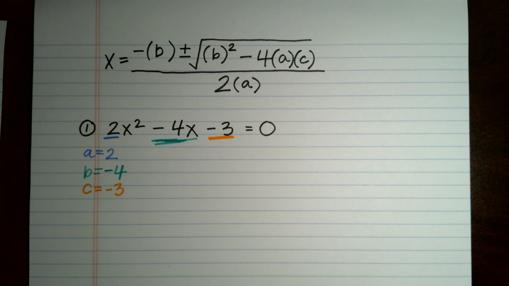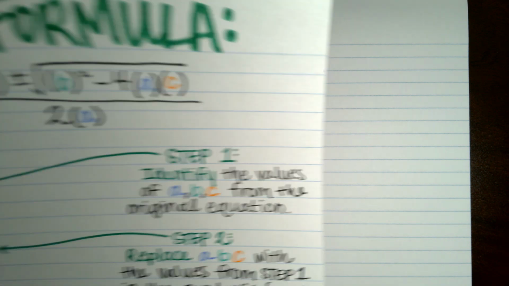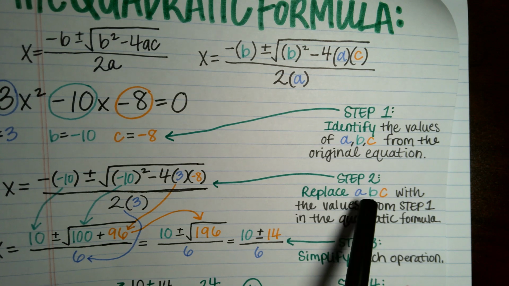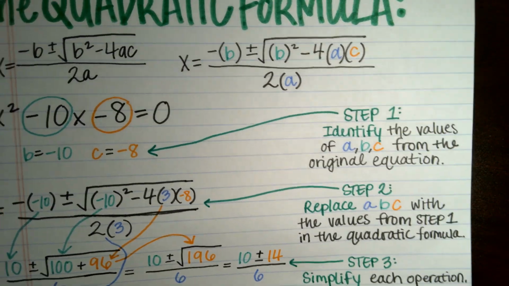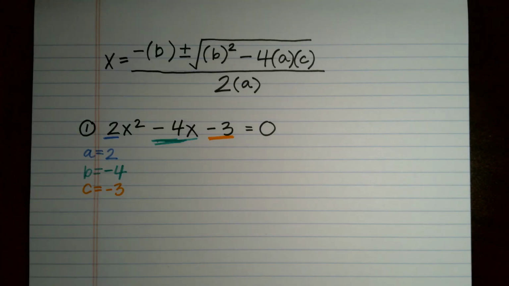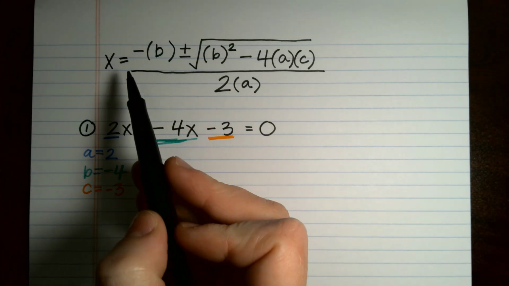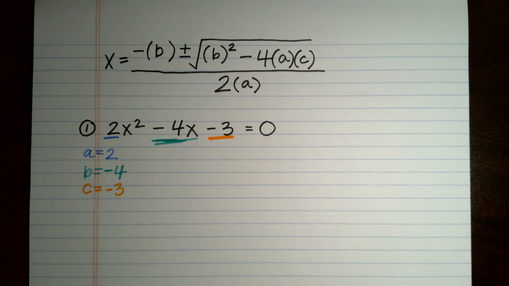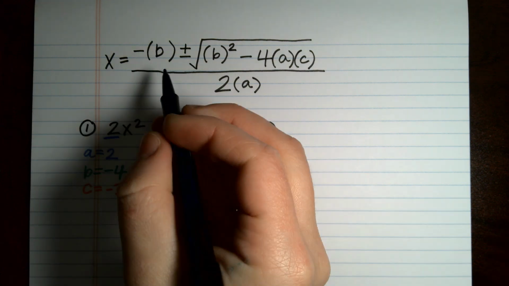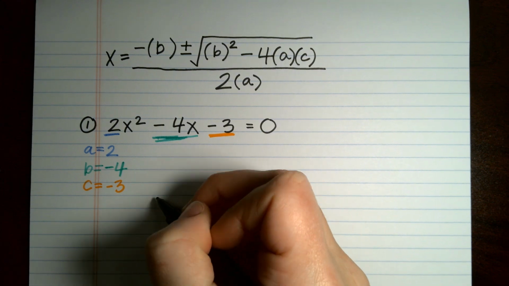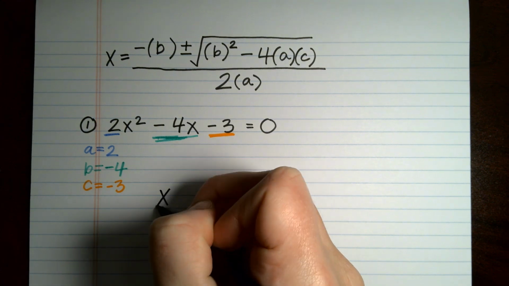Now, all we're going to do here in step 2 is replace A, B, and C in that formula with the numbers that we just identified. So let's go ahead and rewrite this formula again. The more you write it, the easier it's going to feel. So this time, instead of writing A, B, and C, we're going to write the numbers. So everybody go ahead and put x equals.